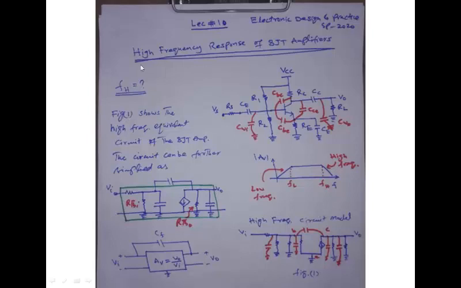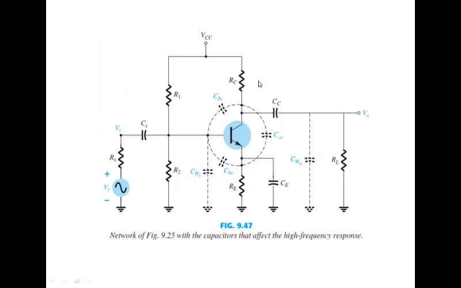Today we will discuss the high frequency response of BJT amplifiers. So we have a BJT amplifier. This is a common emitter amplifier using an NPN transistor. Input is at the base side and output is from the collector side, and the emitter is bypassed through capacitor CE. So this is the emitter bypass capacitance.